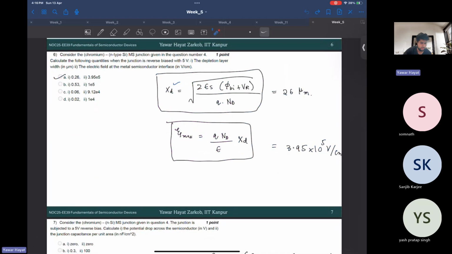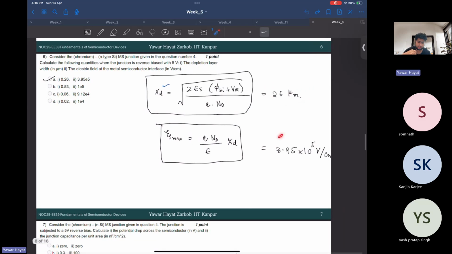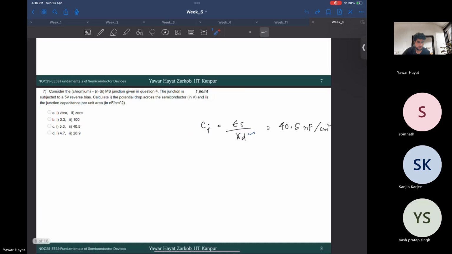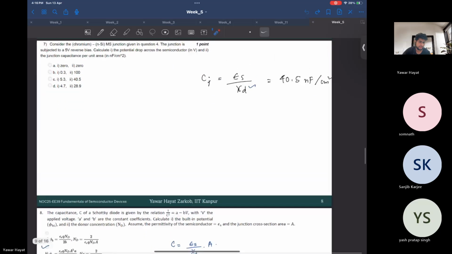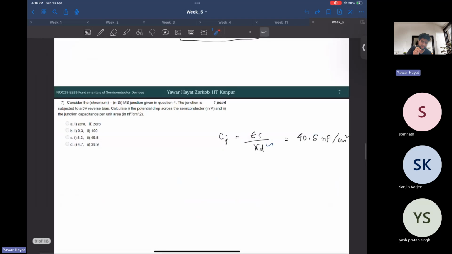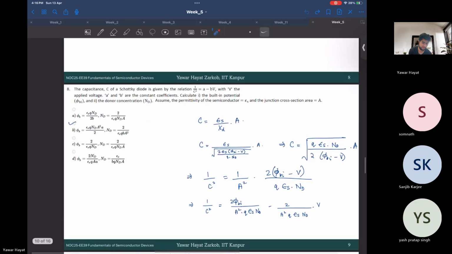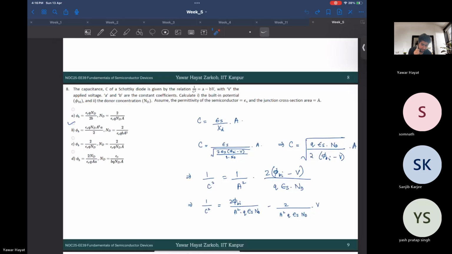In this, you had to obtain the electric field at the metal semiconductor interface and the depletion layer width, right? This is your depletion layer width in micrometers. This is your peak electric field at the interface. These are numerical based. In the previous question, we obtained XD. Now you substitute XD here, put in the value of epsilon s, and you obtain C as this.